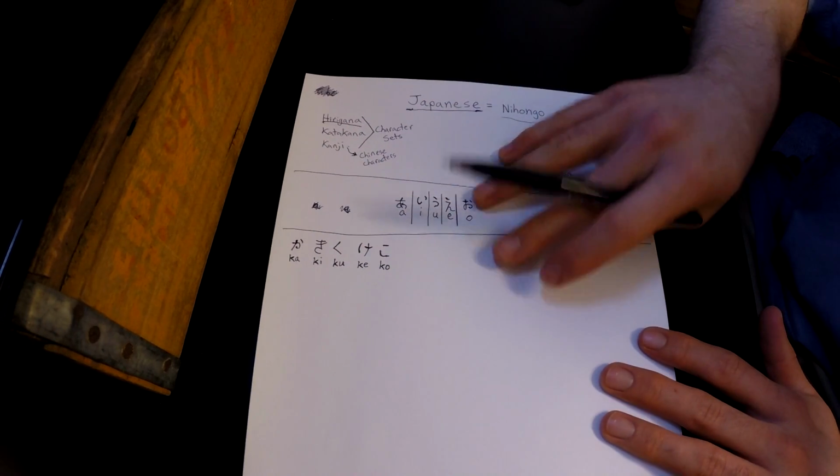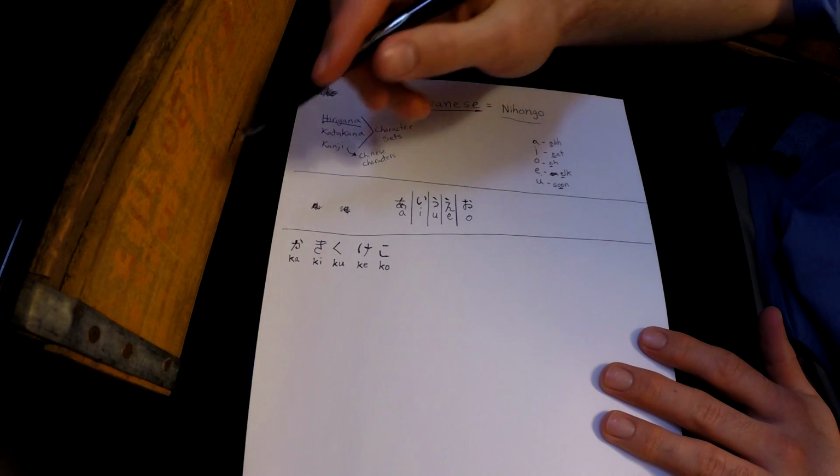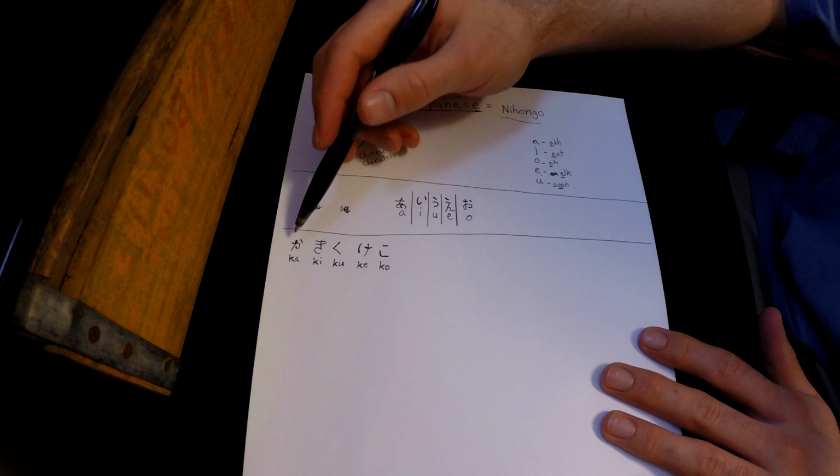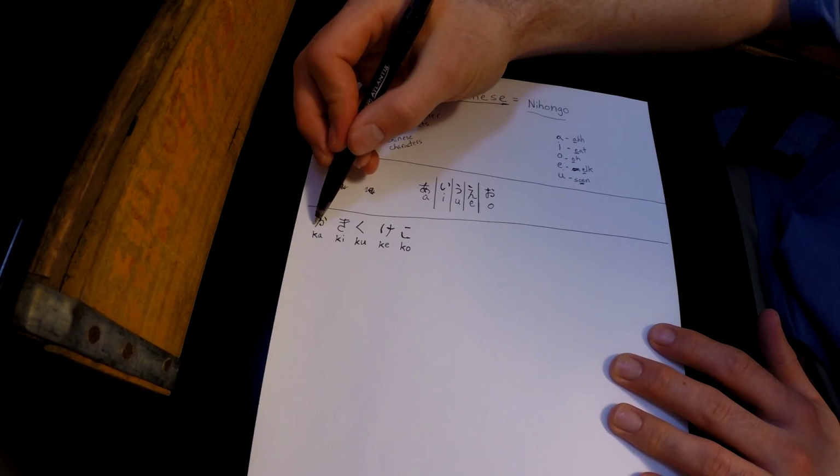And that is one line that we have, or one row. And I'll show you what I mean by that in a minute here.